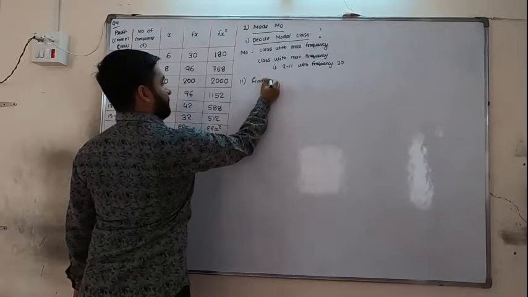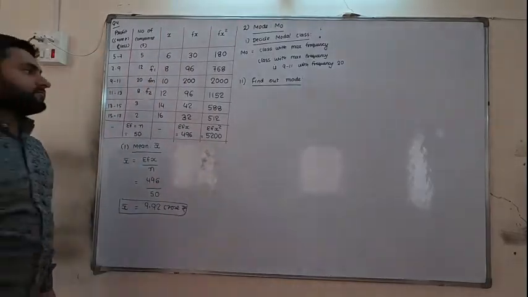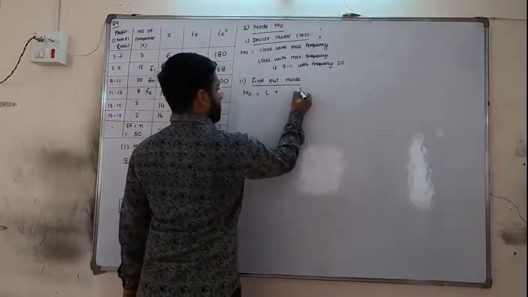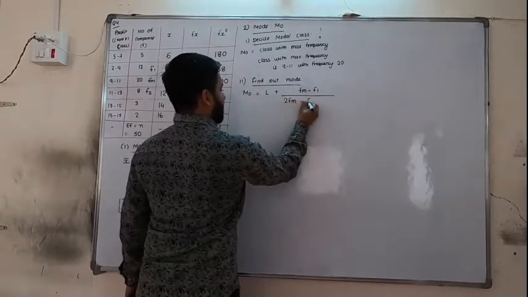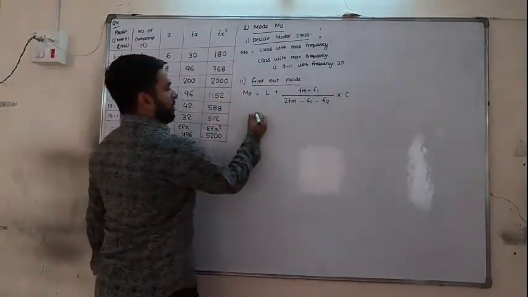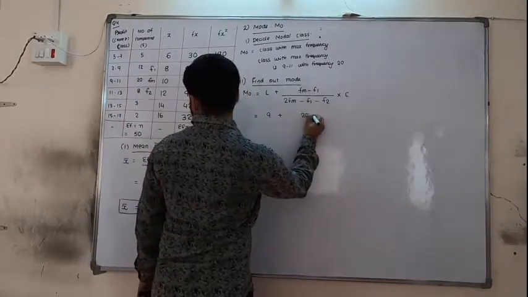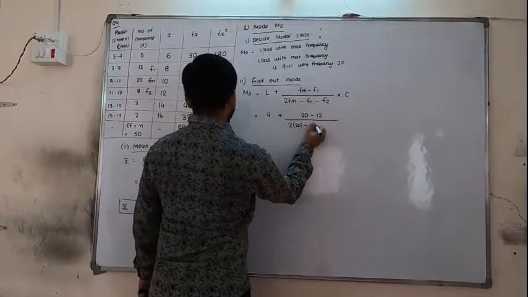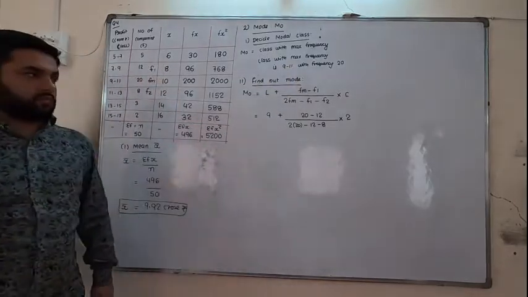Then second step, find out the mode. For that, MO is equal to L plus (Fm minus F1) divided by (2Fm minus F1 minus F2) multiplied by C. Lower boundary point L is 9, plus Fm is 20, F1 is 12, divided by 2 into 20 minus 12 minus 8, multiplied by 2, while 11 minus 9 is 2.